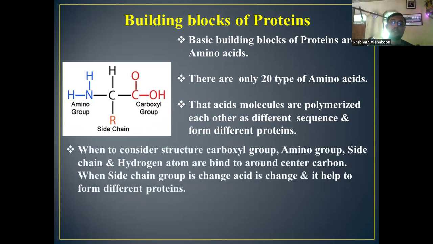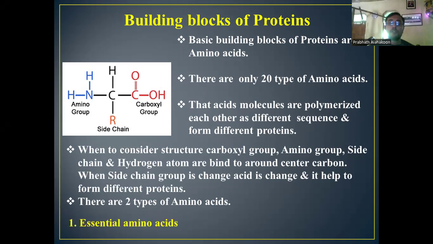When we consider the structure of amino acid, a carboxyl group, amino group, side chain, and hydrogen atom are bound around a central carbon in amino acid. When the side chain group is changed, the acid is changed and it helps to form different proteins. There are two types of amino acid. These are essential amino acids and non-essential amino acids.